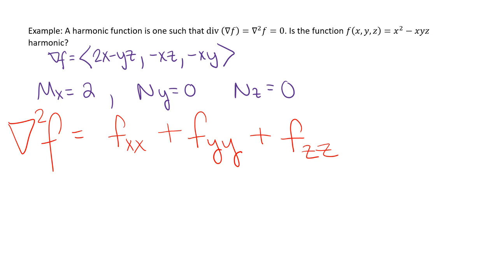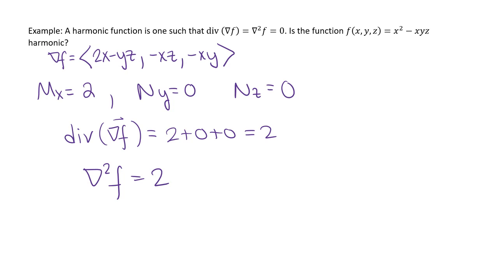Regardless, what is the question? Is this a harmonic function? The divergence of our gradient vector is actually 2. 2 plus 0 is 2. And we were told in the instructions that a harmonic function is one that has a divergence of its gradient that is 0. So that's not 0. The answer is no, this is not a harmonic function.